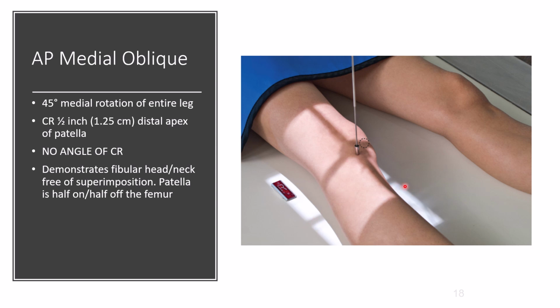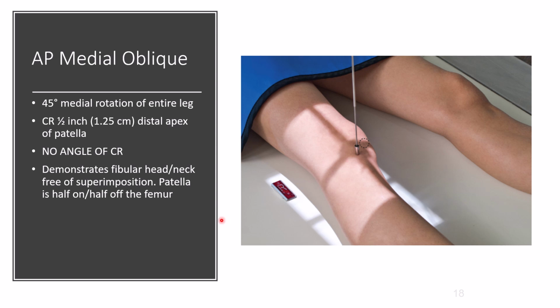All right, now this is the one that I tell you, ideally I would say put the marker to the right of the part, but then that would place you inside the patient's legs over here, and that's probably not comfortable. It's probably a little creepy for the patient, so I would then place the correct anatomic marker, but on the side closest to you versus inside the patient. All right, so no angle on the CR. This is going to demonstrate the fibular head and neck free of superimposition.